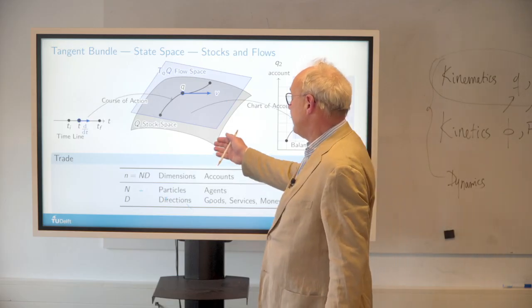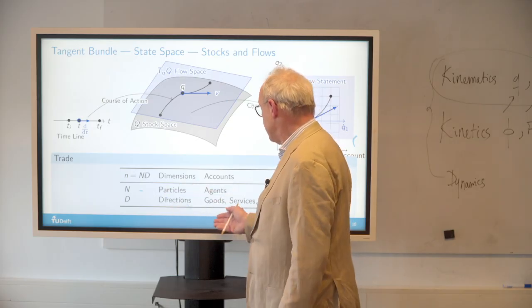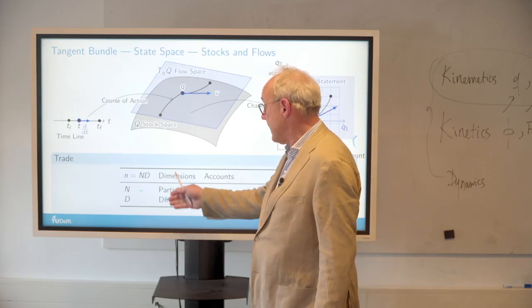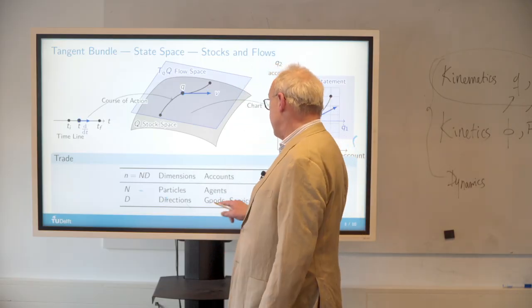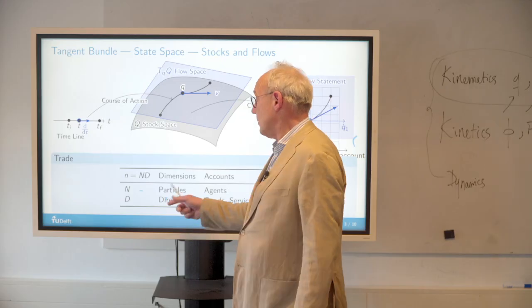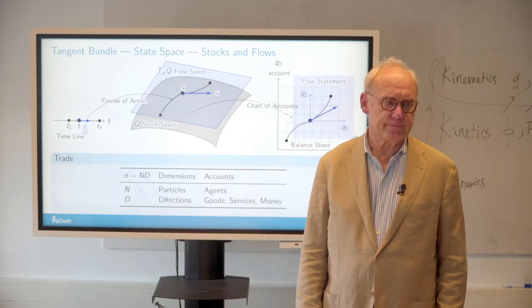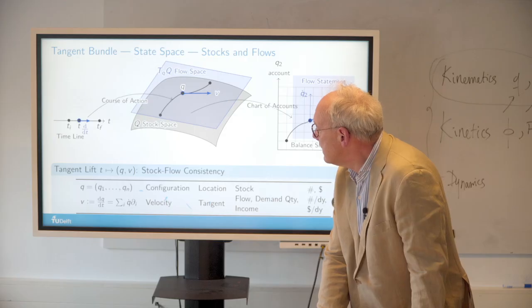Again, the number of dimensions, the degrees of freedom: you take the number of agents multiplied by the number of goods and services. So in dynamics, every agent will be a particle, okay? And every account would be a direction. All right? So we all know this.